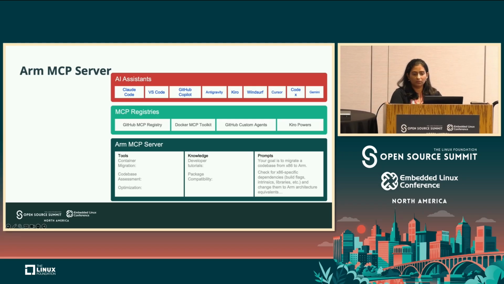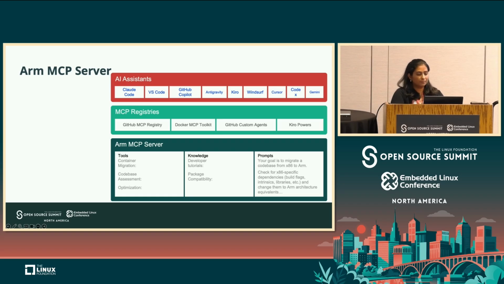It's available in all the popular MCP registries and Agentic integrations. We have it on the GitHub MCP registry, the Docker MCP toolkit, GitHub custom agents, and the Amazon Kiro powers.